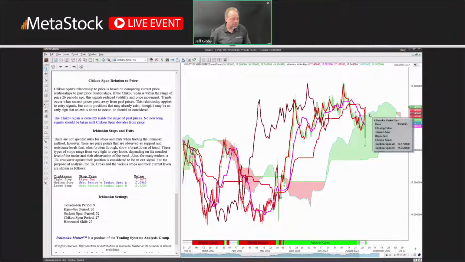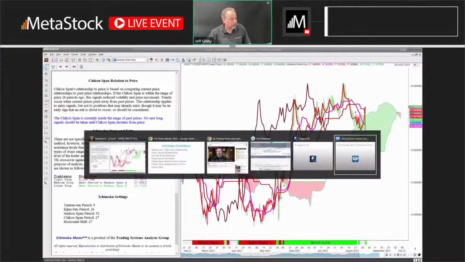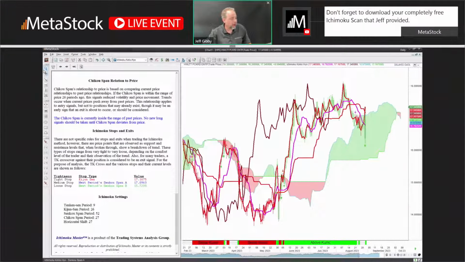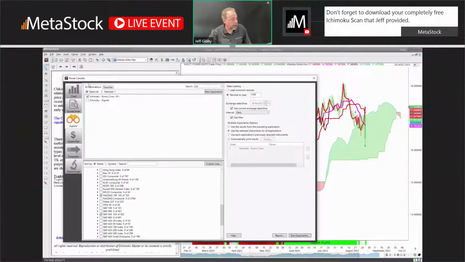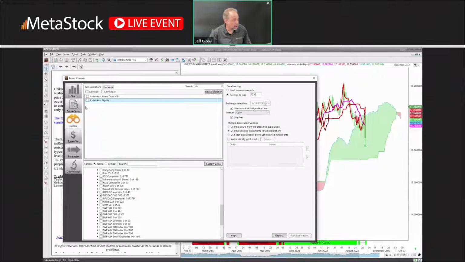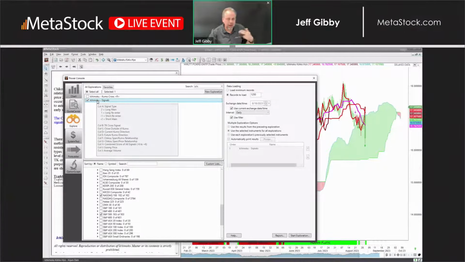And so the exploration that's included in this Ichimoku Master add-on is called the Ichimoku signal. If I hover over it, it gives me some advice in terms of how it works, and it gives me some numbers. A 2 would be a long entry signal, a main entry. A 1 would be a re-entry signal. A -1 would be a re-entry for a short, and a -2 would be a re-entry for a long.